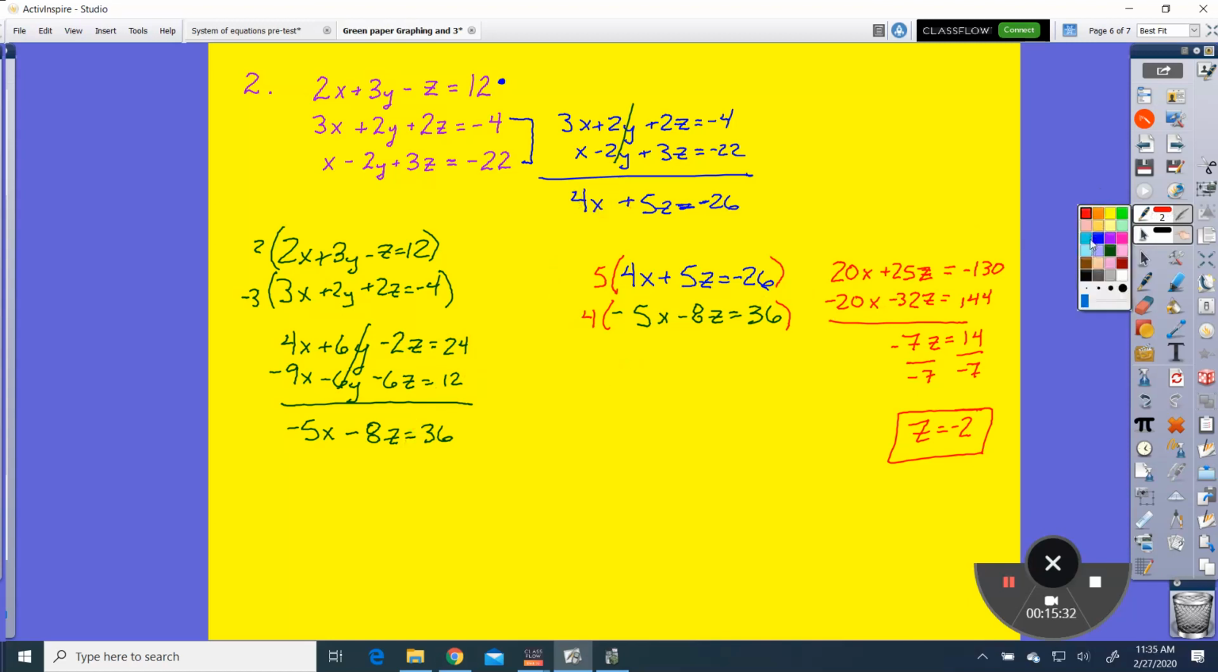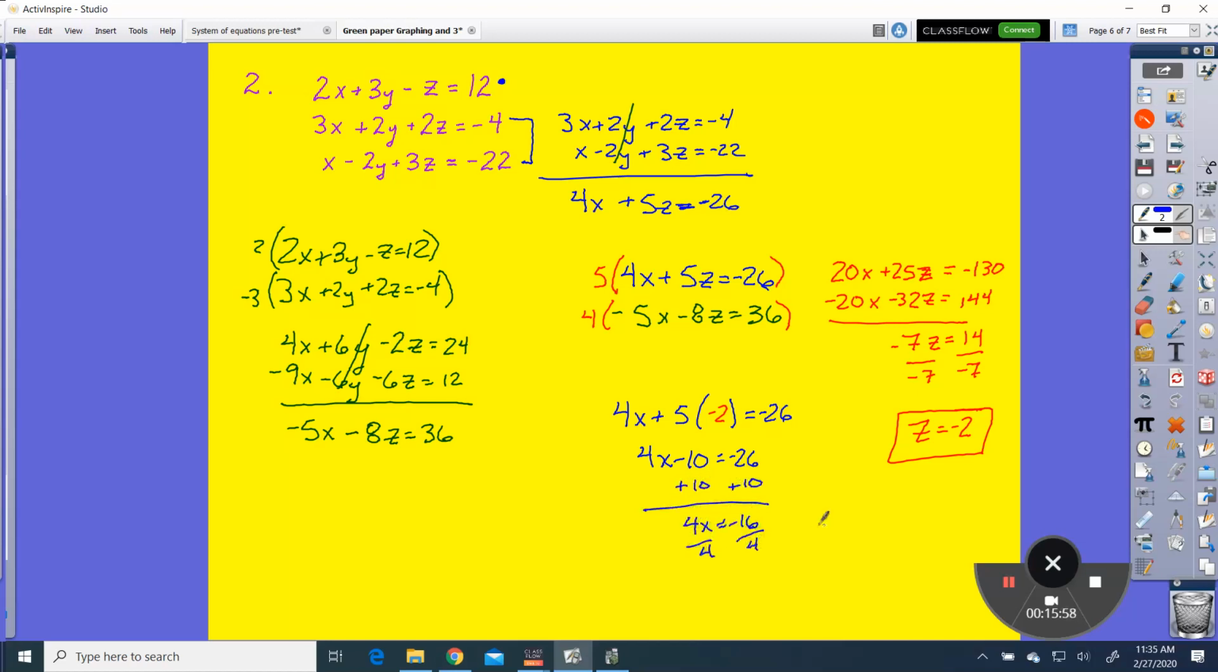Okay, so I'm going to take my blue equation, 4x plus 5 times z, which we just discovered that z is negative 2. So I plugged that in, equals negative 26. So 4x minus 10 equals negative 26. So I add 10, I add 10. So 4x equals negative 16. Divide it by 4, and x equals negative 4.